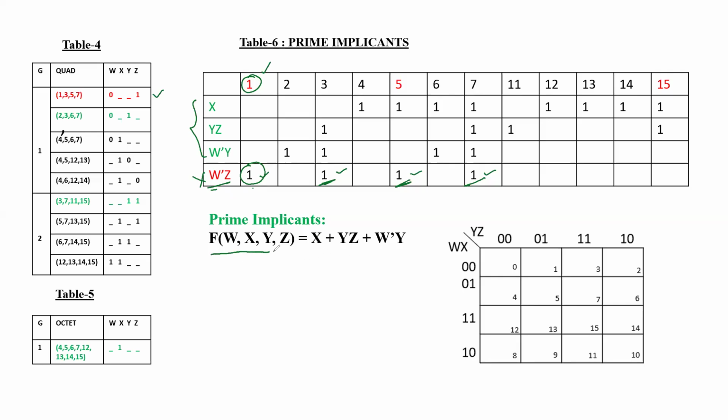So finally this function is simplified as the sum of products, where we have X plus YZ plus W dash Y. So in case of 4 variables, when we have a combination of an octet, we'll get a single literal. When we have a combination of a quad, we'll get 2 literals. If you have a combination of a pair, we'll get 3 literals. So this 2 literals shows that this is a combination of a quad. This single literal shows that it is a combination of an octet.